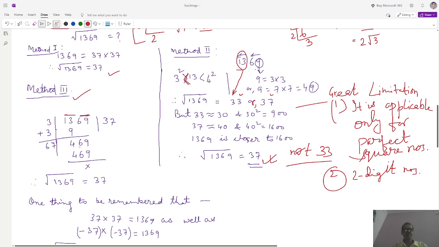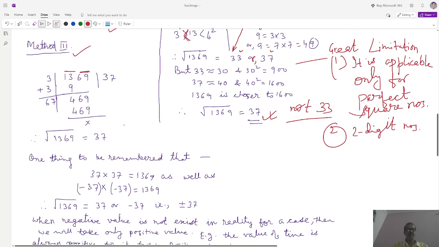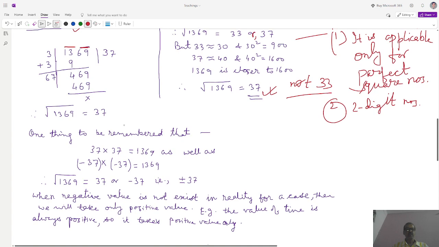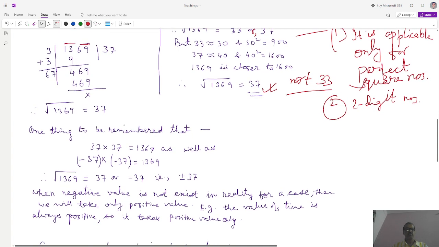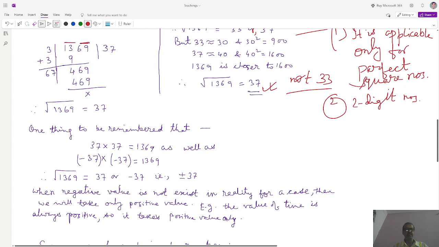Okay. If these two numbers are not matched, it will give some remainder, and we have to put a point here, and bring down 2 zeros against this point, and we have to follow this rule again, and we have the result in decimal. But for a perfect square number, we will get the whole number. But if the number is not a perfect square, then we will get the result in decimal.